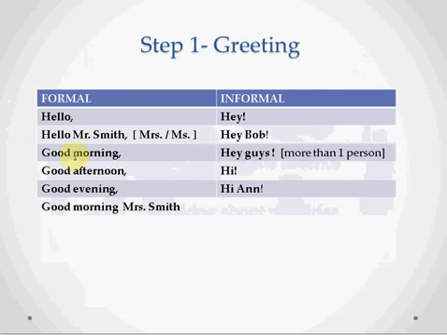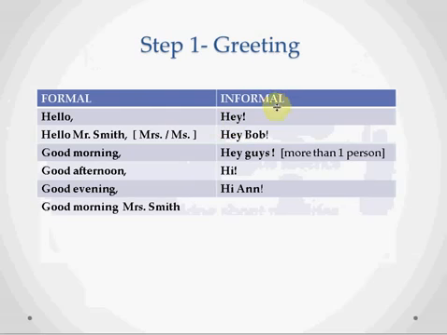We can also say things like good morning. Good morning is formal. We can say good afternoon. We can say good evening. We can say good morning, Mrs. Smith. We can combine things together.